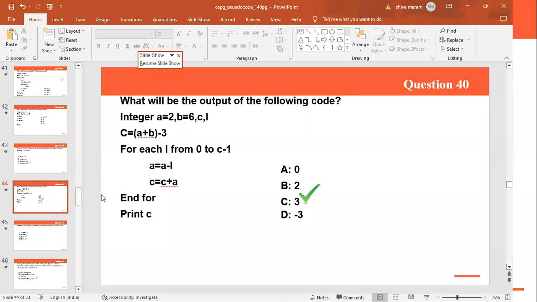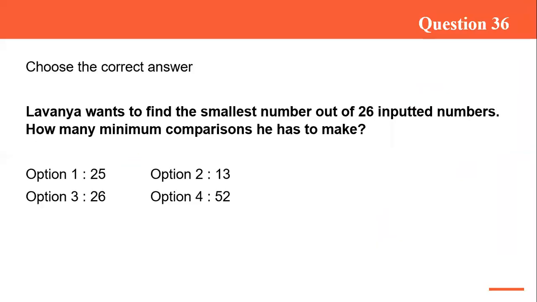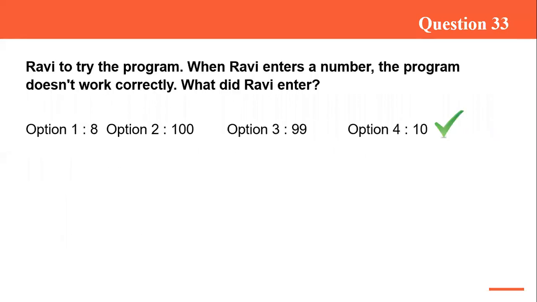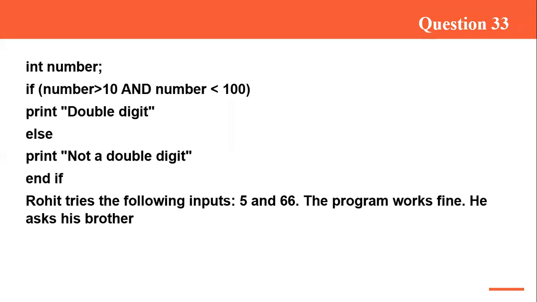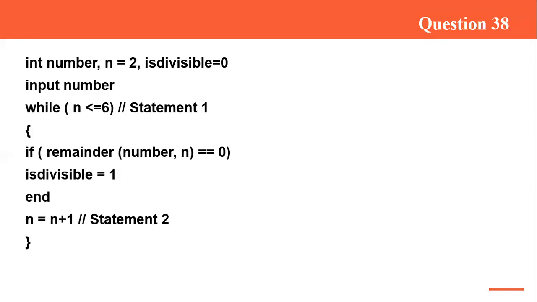Where is the end? I think the end is there. One second. Yes, let me go for it. 33, right? Where is the end for it? I think 30. What was the question number? 38. Okay, where is n? N is less than or equal to 6, right? Until 6, it will keep running, and is divisible must be 0.